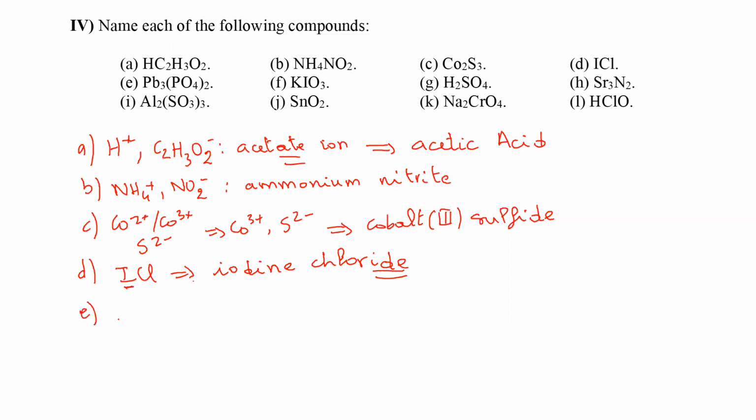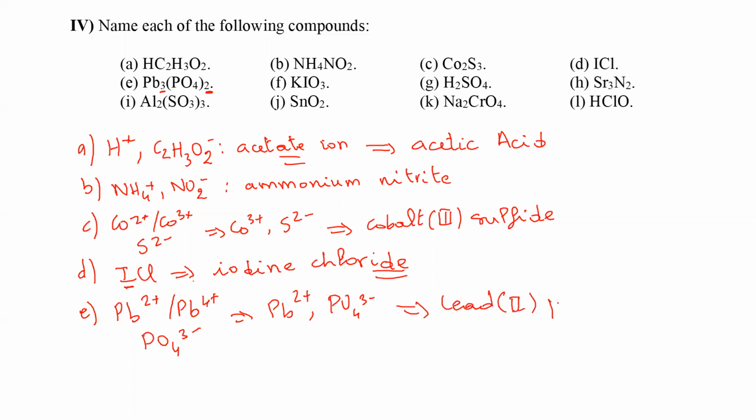For E, it's based on lead. It can be 2 plus or 4 plus. And the phosphate ion. So this is one that you should know. Okay, if you look at the stoichiometry, we can see that it's based on lead 2 plus and the phosphate ion. Just by looking at this number, okay, we know that the 3 is coming from the phosphate and the 2 from the lead. Okay, so we know that it's going to be lead 2 phosphate.